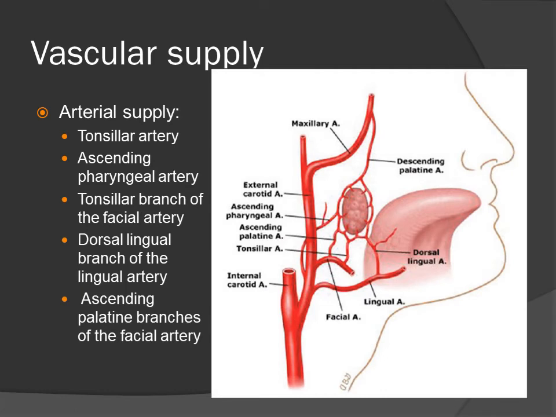The main artery of tonsil is the tonsillar branch of facial artery. Other branches of external carotid artery that supply the tonsil are ascending pharyngeal artery from external carotid artery, ascending palatine artery branch of facial artery, dorsal lingual branch of lingual artery, and descending palatine branch of maxillary artery.